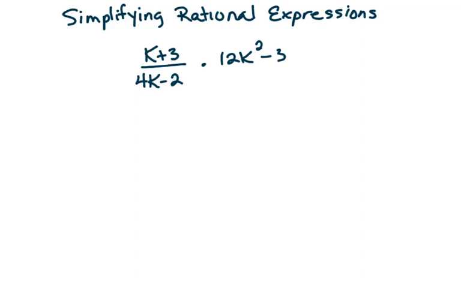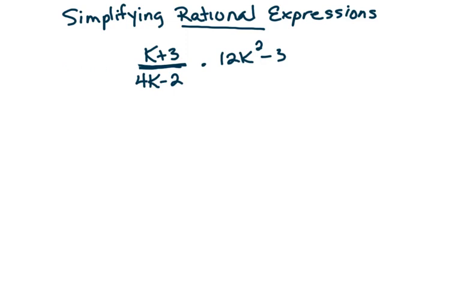In this video, I'm going to show you how to simplify these rational expressions or equations, whatever. They're rational. This one is a rational expression because it's a fraction. You can tell that it's a fraction because it has this line right here. So that turns it into a fraction. So I'm going to be multiplying two fractions together.